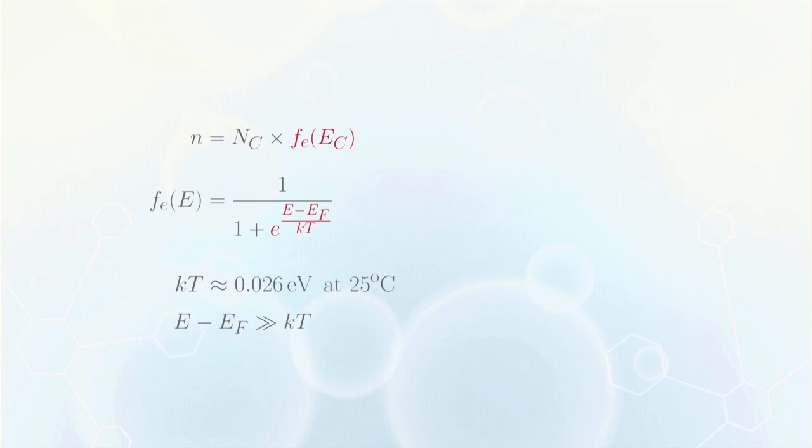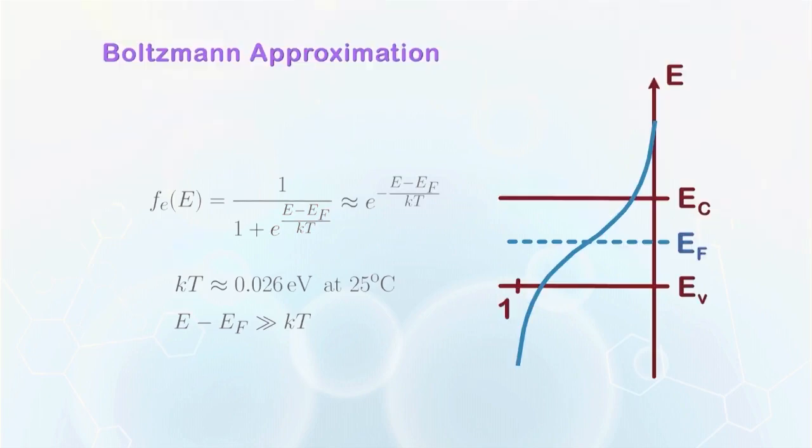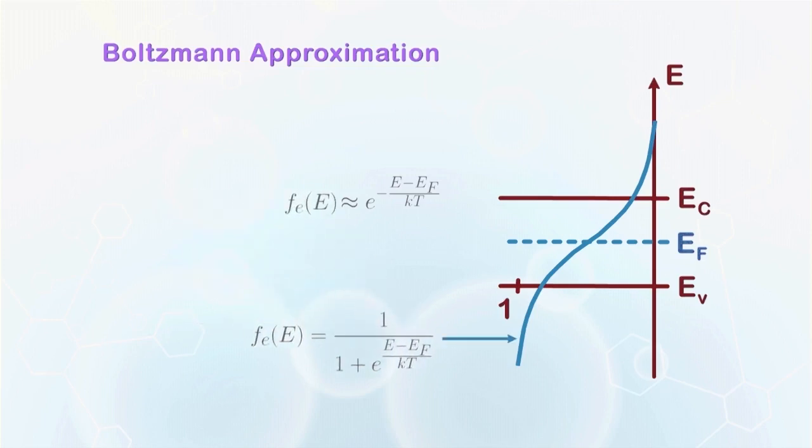In such case, the 1 in the denominator can be ignored, and the Fermi-Dirac functions can be approximated by the Boltzmann's distribution. Graphically, that is shown in the figure here. The Fermi-Dirac function is given by the blue line, while the Boltzmann's approximation is given by the red line.